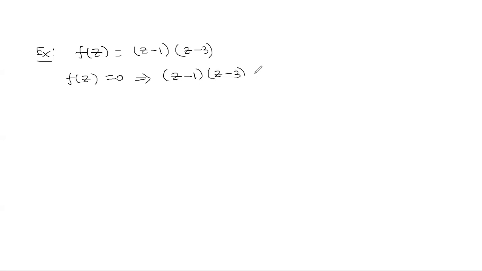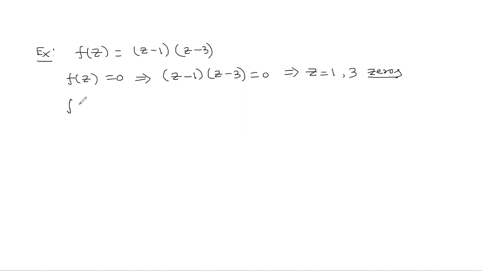For example, let us take f(z) equal to (z minus 1) into (z minus 3). First, to determine what the zeros of the function f(z) are, we'll equate this to 0 and we'll get (z minus 1)(z minus 3) to be 0. So that implies z equal to 1 and 3. So 1 and 3 are the zeros of the function f(z).